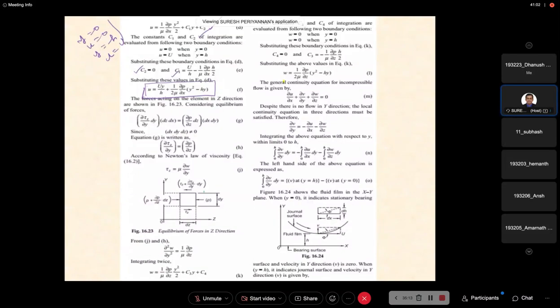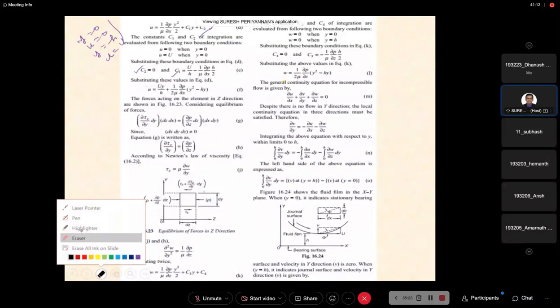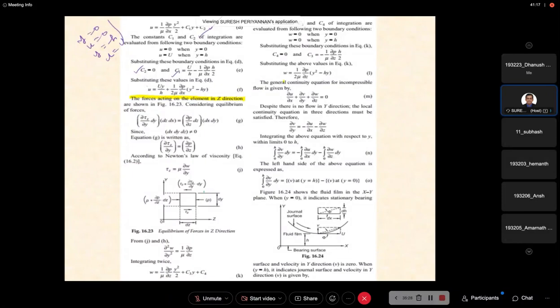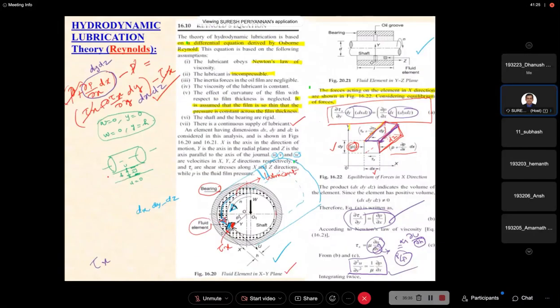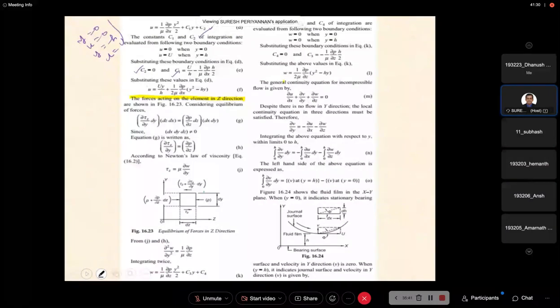Now, second case, we are going to consider the force acting on the element in the z direction. Same thing: in the earlier case we considered the y and x axes. Now I'm taking the y and z axes here, the yz plane.